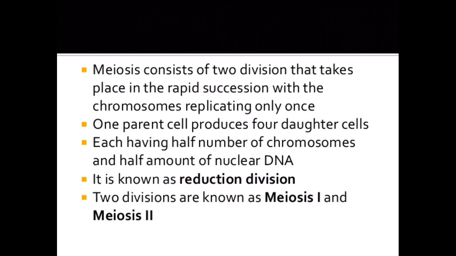Meiosis consists of two divisions that take place in rapid succession, with the chromosomes replicating only once. One parent cell produces 4 daughter cells, each having half the number of chromosomes and half the amount of nuclear DNA. It is known as reduction division. The two divisions are known as meiosis 1 and meiosis 2.